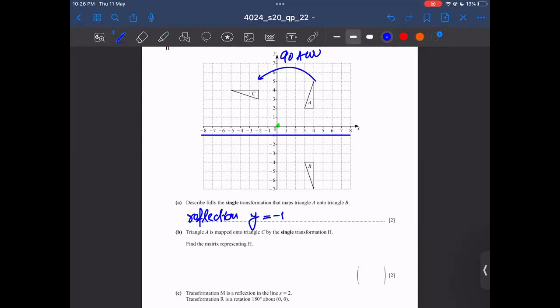And if you want to find out the center of rotation, just make the perpendicular bisectors of the corresponding points. Make the perpendicular bisector of this one. You have this perpendicular bisector. Make the perpendicular bisector of this one. Right? You have this perpendicular bisector. So both of these perpendicular bisectors are passing through the center of rotation, that is 0, 0. So center of rotation is basically 0, 0 here.